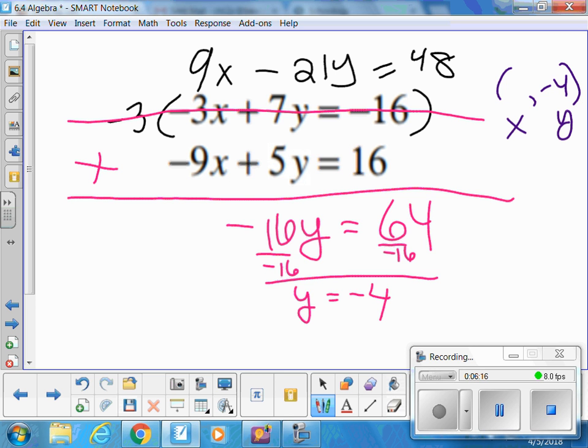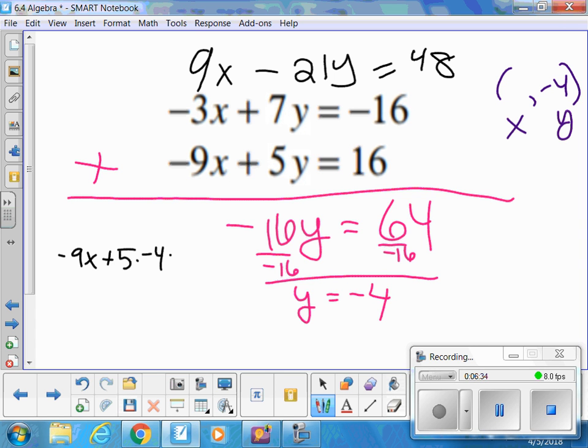Alright, let's look at our original two equations. I'll move my pink line here. I've got this original equation 1 and this original equation 2. What's your favorite? Equation 2. Me too. So I'm going to take my equation 2, negative 9x plus 5y, and I'm going to stick that negative 4 in for y. And just solve it, and then we'll be done.